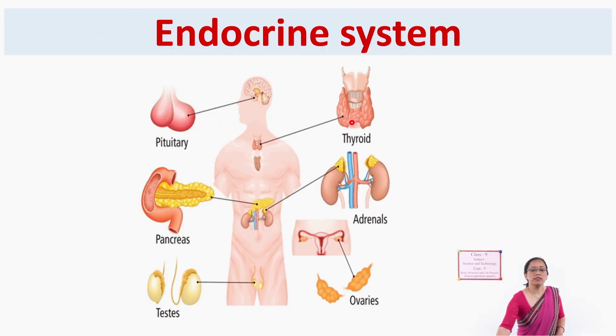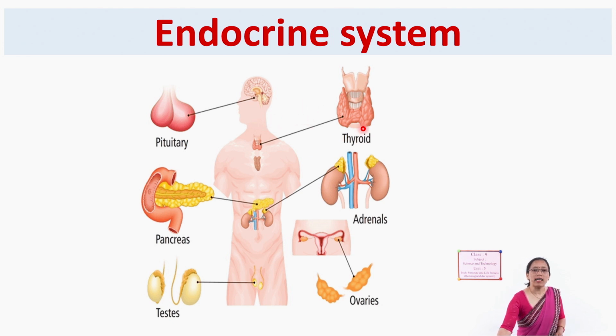Just once see this picture. Here, various endocrine glands which are present in our body are shown. See here, there is the pituitary gland, located just below the brain, at the base of the brain. This is pea-shaped and pea-sized, a very small gland present just at the base of the brain, inside the skull. That is called pituitary gland.